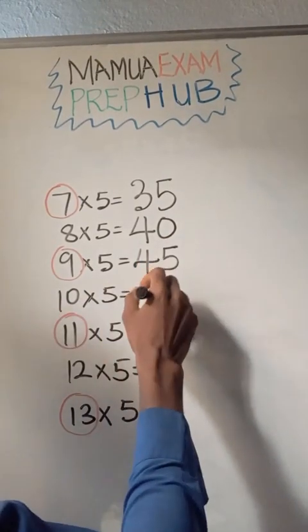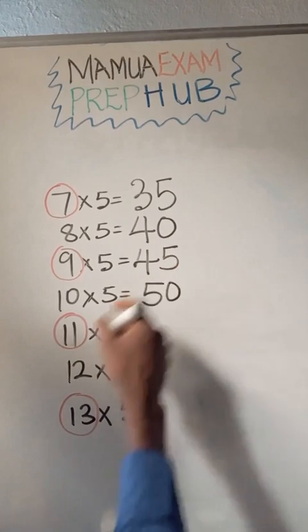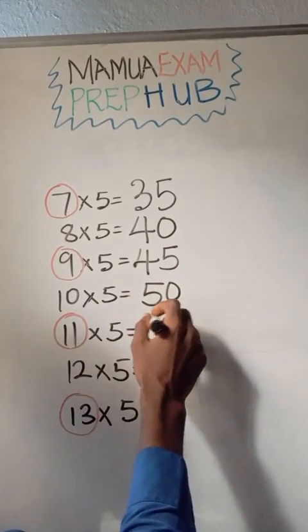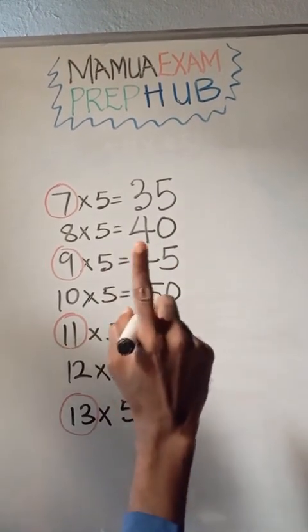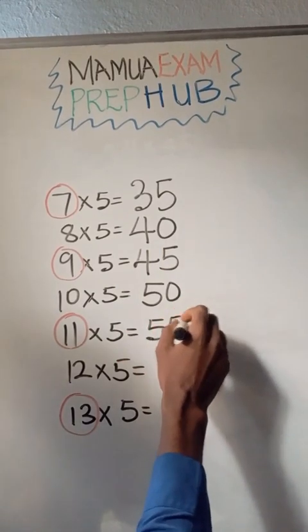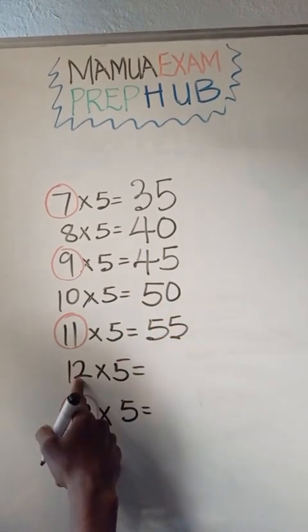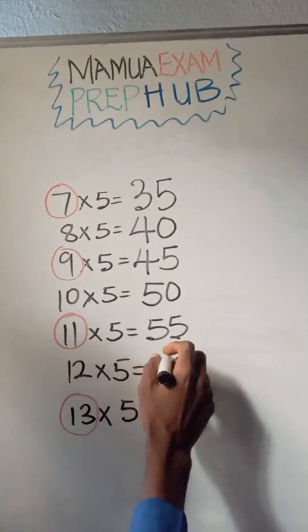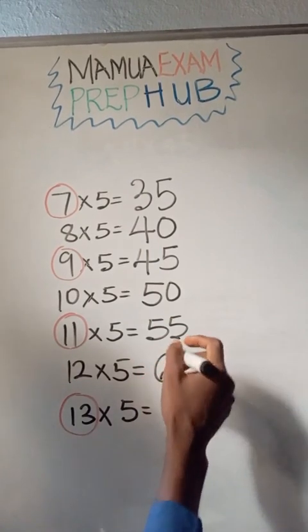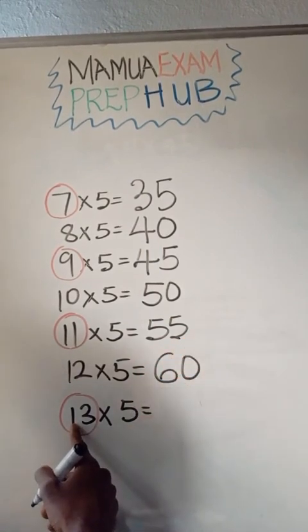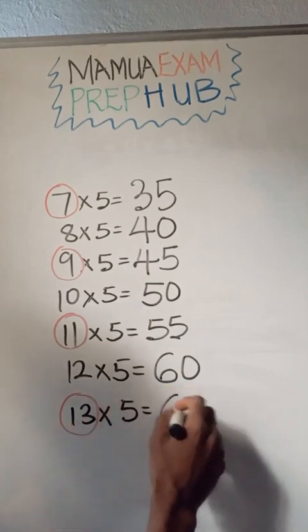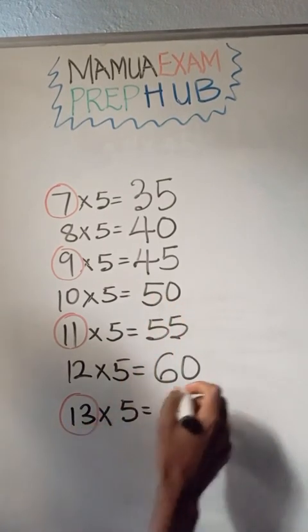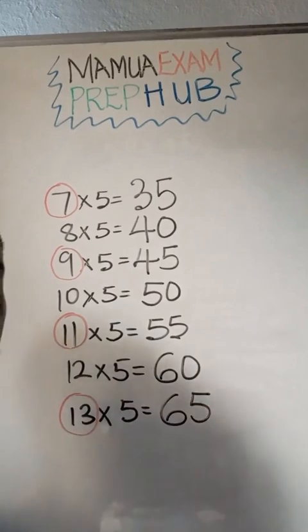10 divided by 2 is 5. There is no remainder, so 0. 11 divided by 2 is 5. There is a remainder of 1, it is an odd number, so end it with 5. 12 divided by 2 is 6. There is no remainder, so end it with 0. 13 divided by 2 is 6. There is a remainder of 1 since it's an odd number, so end it with 5.